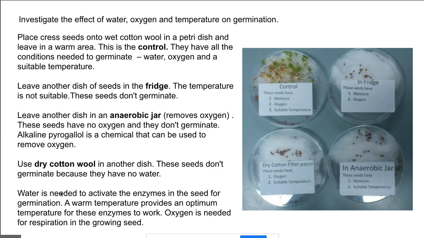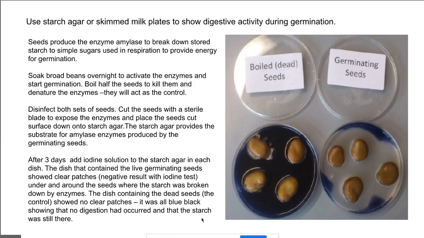And the purpose for each of those factors: water is needed to activate the enzymes in the seed for germination. The warm temperature provides the optimum temperature for the enzymes to work. So water activates the enzymes. The warm temperature provides the optimum temperature for the enzymes to work. And oxygen is needed for respiration. The growing seeds need to respire. Oxygen is needed for that.